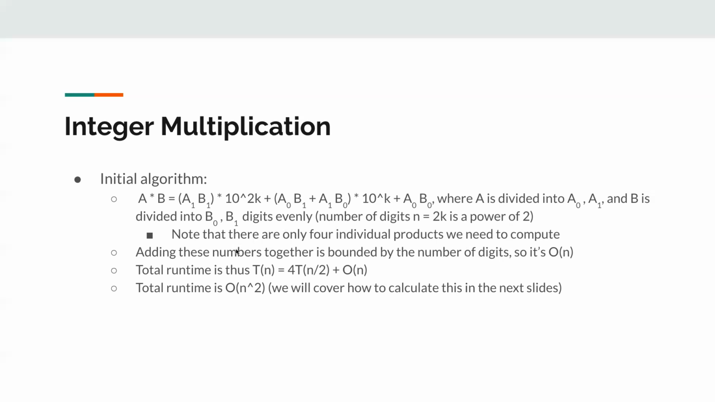And so your subproblems would be computing the product for A1 and B1, A0 B1, A1 B0, and A0 B0. So you have basically 4 subproblems, and you're breaking each of your integers down by a factor of 2. So 4 different products, and then when you're adding these numbers, that's followed by the number of digits, it's O of n. And so the total runtime recurrence becomes T of n equals 4 times T of n over 2 plus O of n.